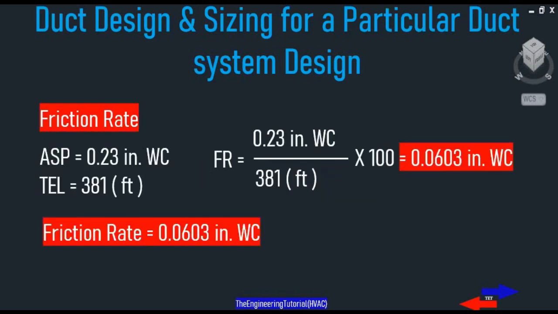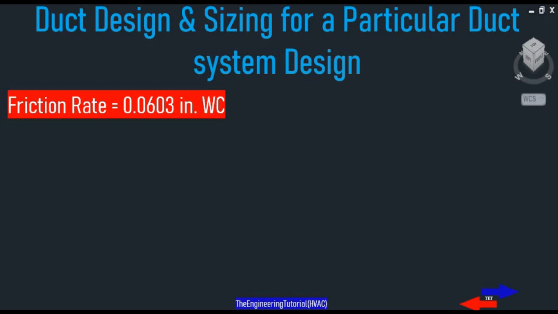So we now have 0.23 of available static pressure divided over 381 times 100. We come up with a friction rate of 0.0603 inch of water column. So in this case our friction rate is 0.0603 inch of water column per 100 feet of duct, and this is the number we'll use to size the ducts.